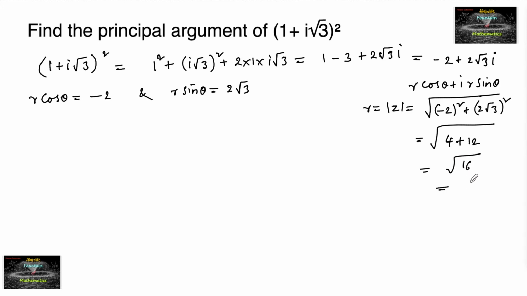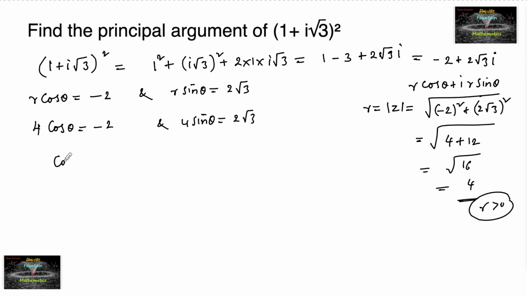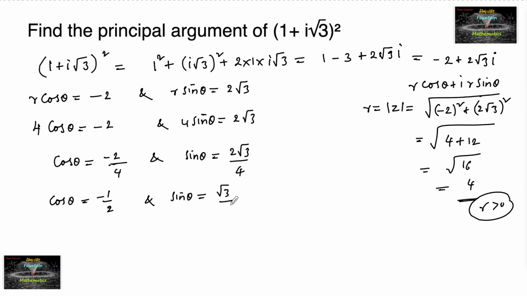The square root of 16 is plus or minus 4, so we consider 4 because r is positive, so that r is equal to 4. We got 4 cos theta is equal to -2 and 4 sin theta is equal to 2√3. So cos theta is equal to -2 upon 4 and sin theta is equal to 2√3 upon 4. So that is cos theta is equal to minus 1 by 2 and sin theta is equal to √3 upon 2. So cos theta is negative and sin theta is positive, so theta is in the second quadrant. Theta belongs to quadrant 2.